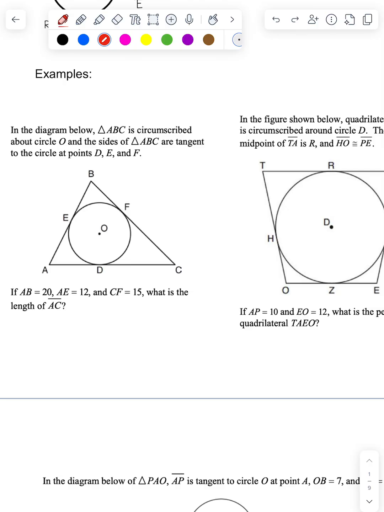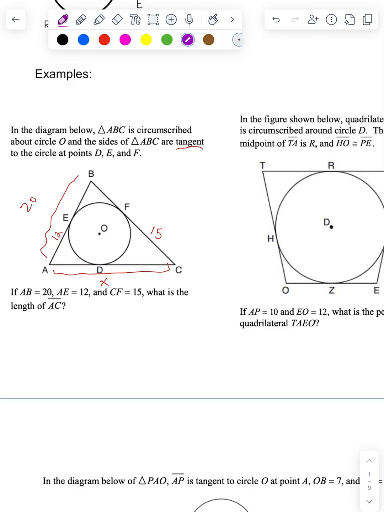Triangle ABC is circumscribed about circle O, and the sides of triangle ABC are tangent to the circle at points D, E, and F. If AB is 20, AE is 12, and CF is 15, what is the length of AC? So we're looking for the length of this entire segment AC, so I'm going to label that as X.